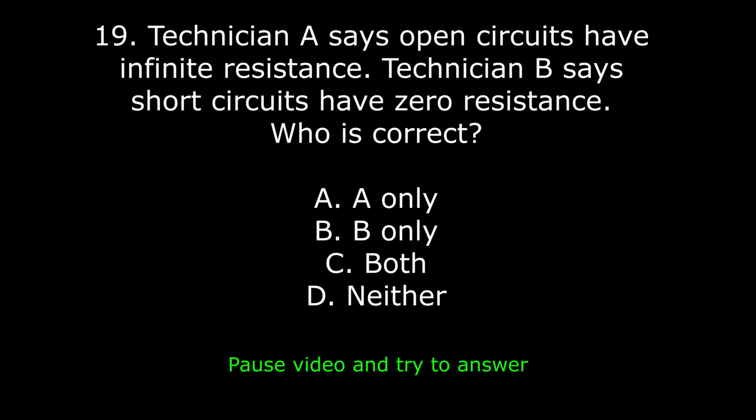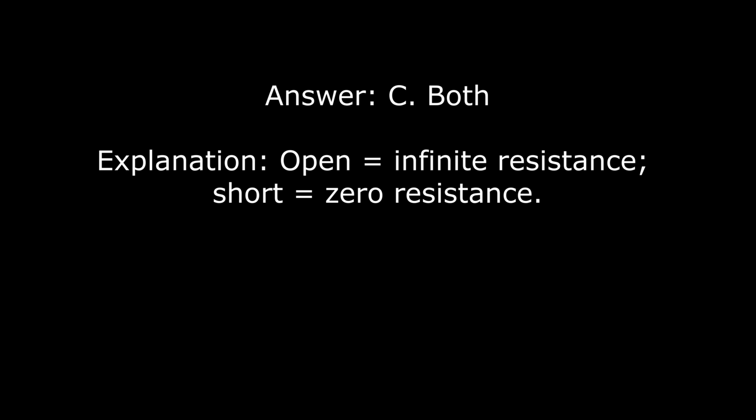19. Technician A says open circuits have infinite resistance. Technician B says short circuits have 0 resistance. Who is correct? A only. B only. C. Both. D. Neither. Answer: C. Both. Explanation: open equals infinite resistance. Short equals 0 resistance.